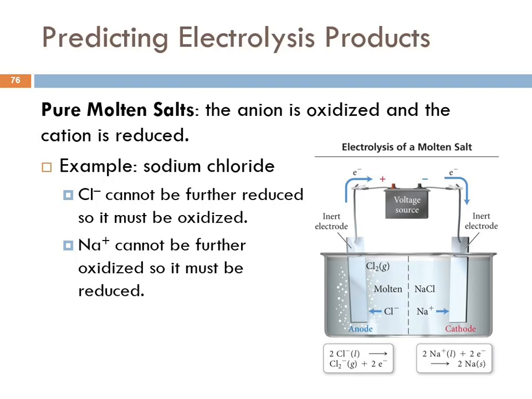Well, how do we predict what the products of the electrolysis reaction are going to be? We're going to start with the easier ones and move towards the more difficult ones. If we are using pure molten salts, then it's fairly easy to predict what's going to happen. The anion will get oxidized, the cation will be reduced. So in this example, we have melted sodium chloride. Chloride can't be further reduced. -1 is its lowest oxidation state. So it's going to be oxidized. Sodium plus can't be further oxidized, so this has to be the one that gets reduced. And so you form the elements, sodium and chlorine.